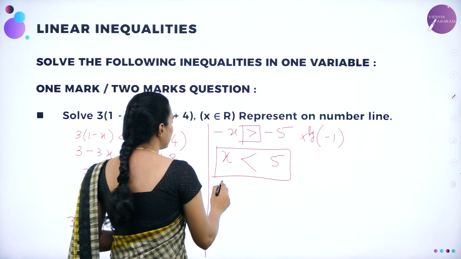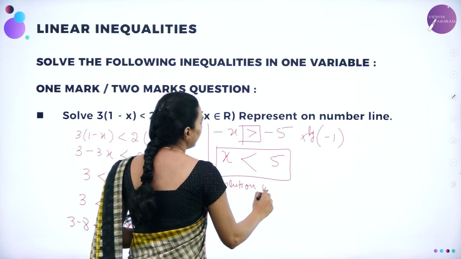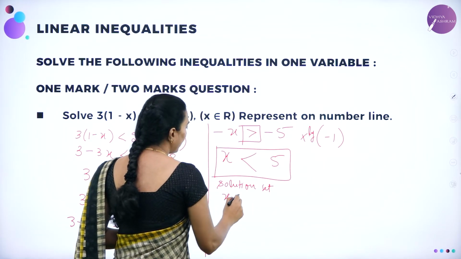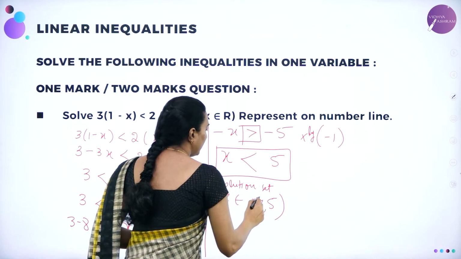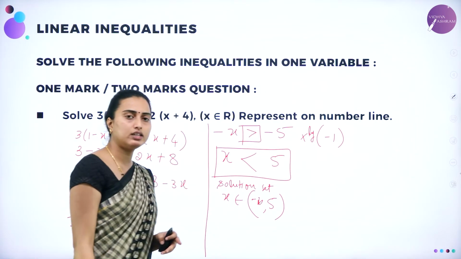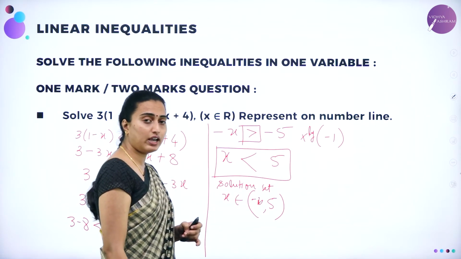How to write the solution set? Since they have given x belongs to R, x belongs to lesser than 5 means 5 is excluded. Minus infinity is also excluded, even though it is included, we are going to write it as excluded. So minus infinity comma 5 is the solution set.